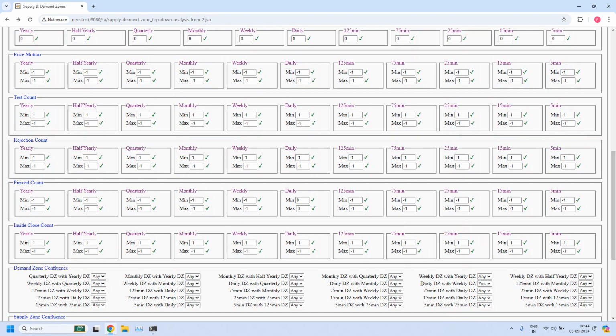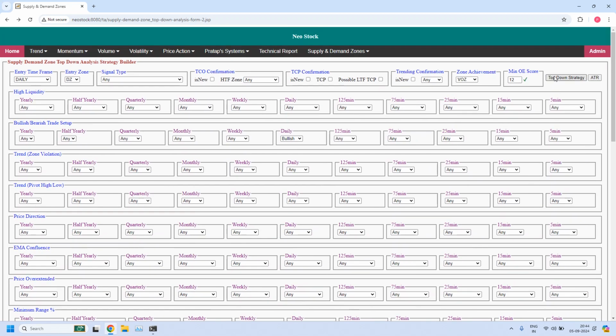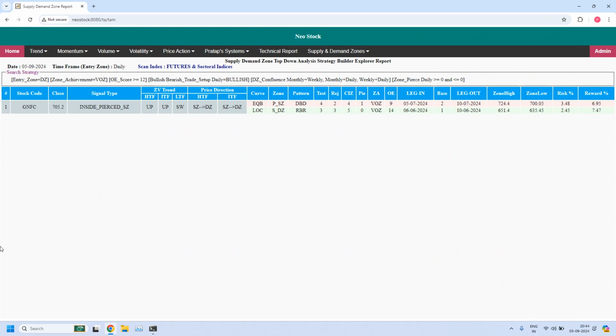So already we selected daily demand zone with weekly demand zone. Next daily demand zone with monthly demand zone I am enabling. Next weekly demand zone with monthly demand zone confluence also I am enabling. With all the 3 filters, we got only one stock that is currently supporting confluence with daily, weekly and monthly time frame, and it is a MIT bullish trade setup.